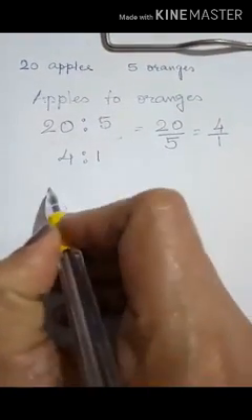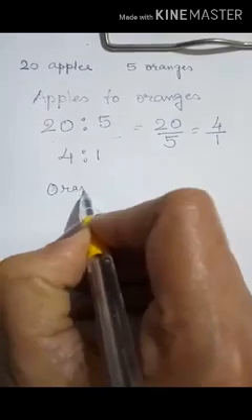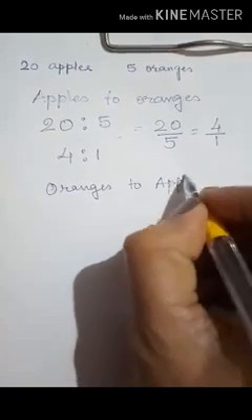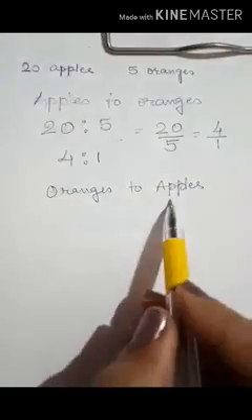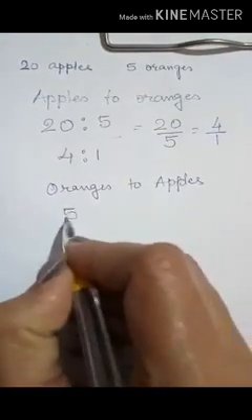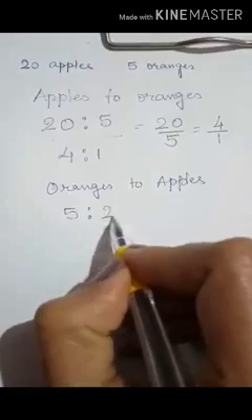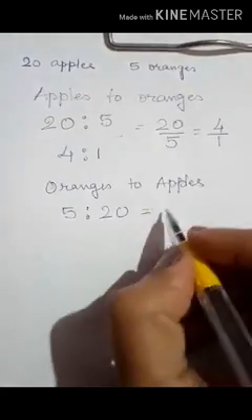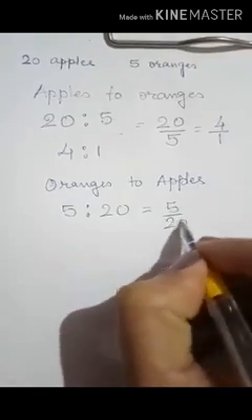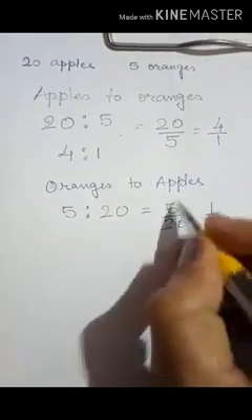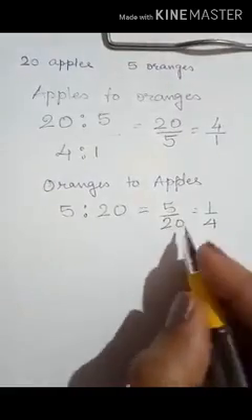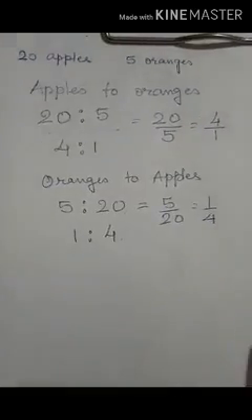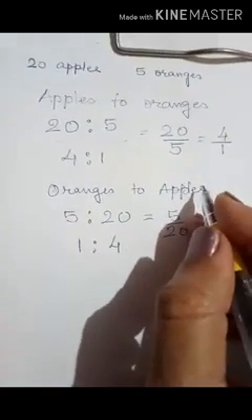The ratio will remain the same, but if we write the ratio of oranges to apples, we will just reverse the numbers as well. The number of oranges is 5, and of apples is 20. So now the ratio will be 5:20. If we put it in fraction form, we will get 1 upon 4 when we bring it to reduced form, because 5 4s are 20. So this ratio now is 1:4. Okay, so this is about ratio.